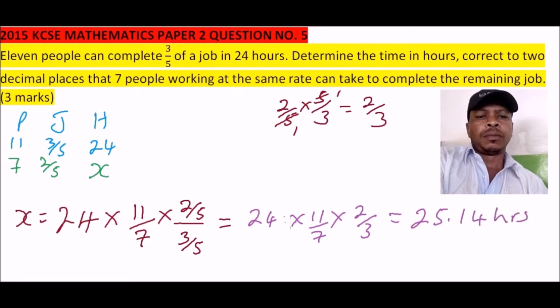hours. So they will take 25.14 hours, and this is to two decimal places. So that is how you work it out. I hope you have understood, and that should be the answer. You earn yourself 3 marks.